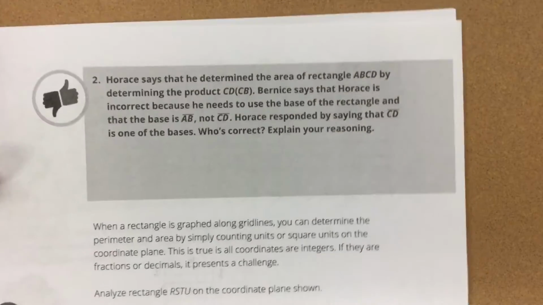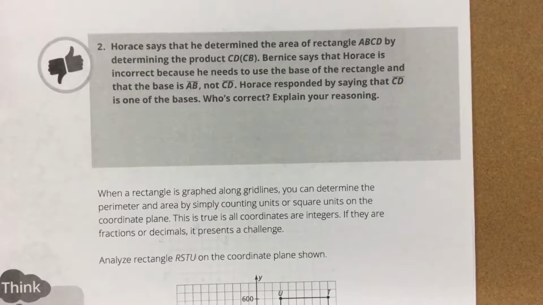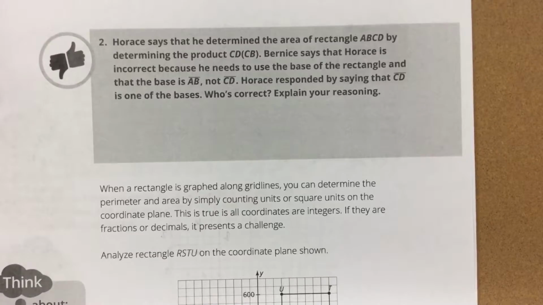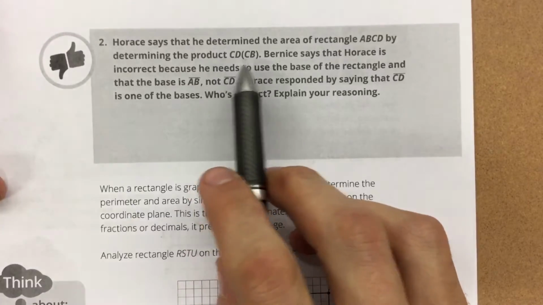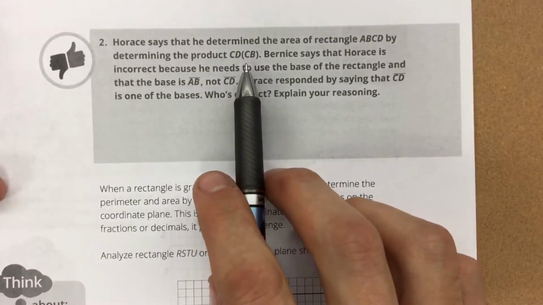Now we're going to look at question number 2. We have Horace and we have Bernice. I'll just read it for you. Horace says that he determined the area of rectangle ABCD by determining the product of CD and CB. So these are two sides. He used two sides, multiplied them together, and got his area.